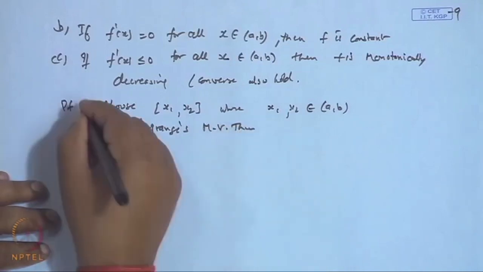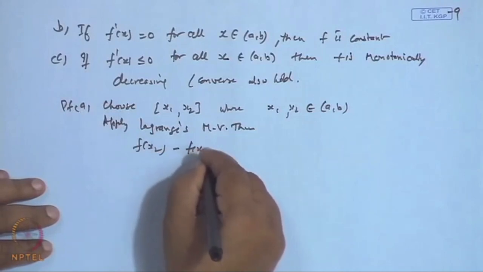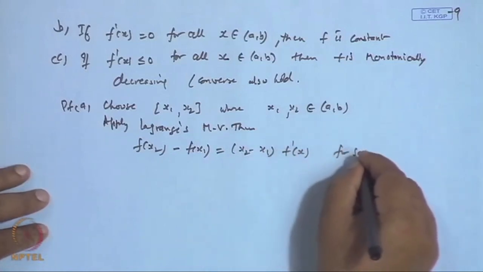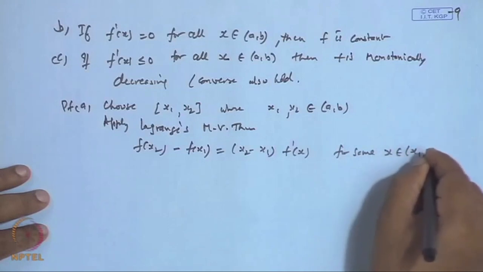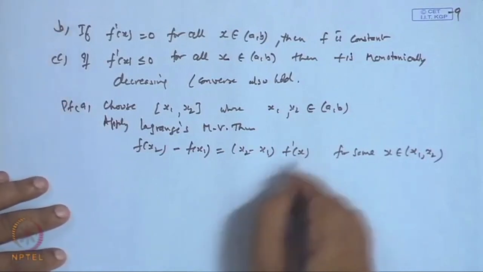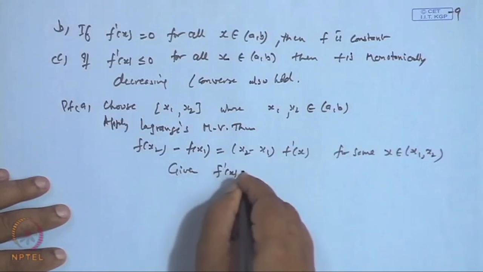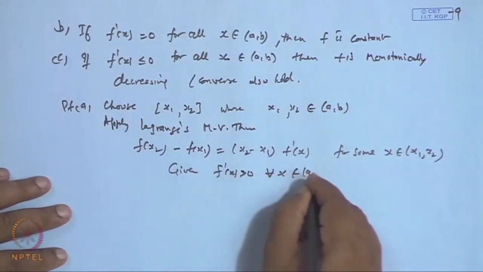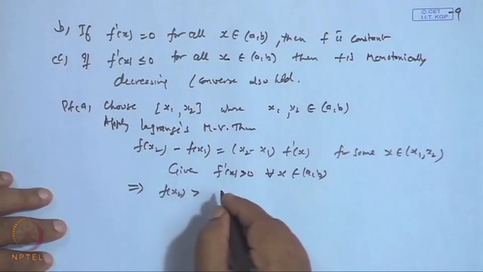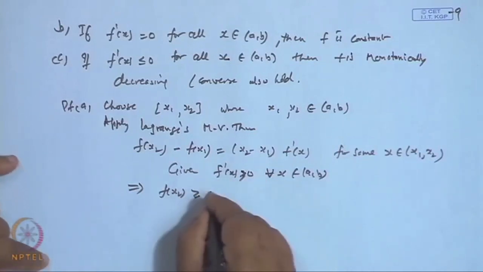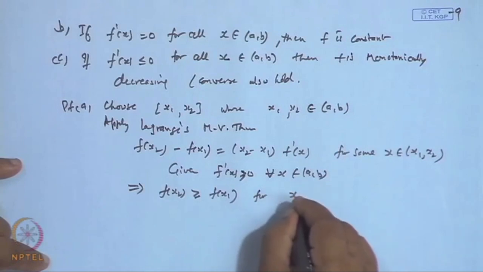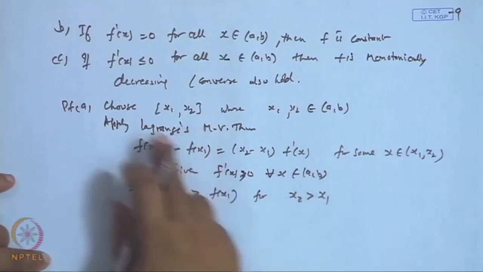Then f of x2 minus f of x1 is equal to x2 minus x1 times the derivative of the function at some point belonging to (x1, x2). Now, it is given the derivative f prime x is greater than 0 for all x in the interval AB. So this implies that f of x2 is greater than or equal to f of x1 for all x1, x2 satisfying x2 greater than x1.